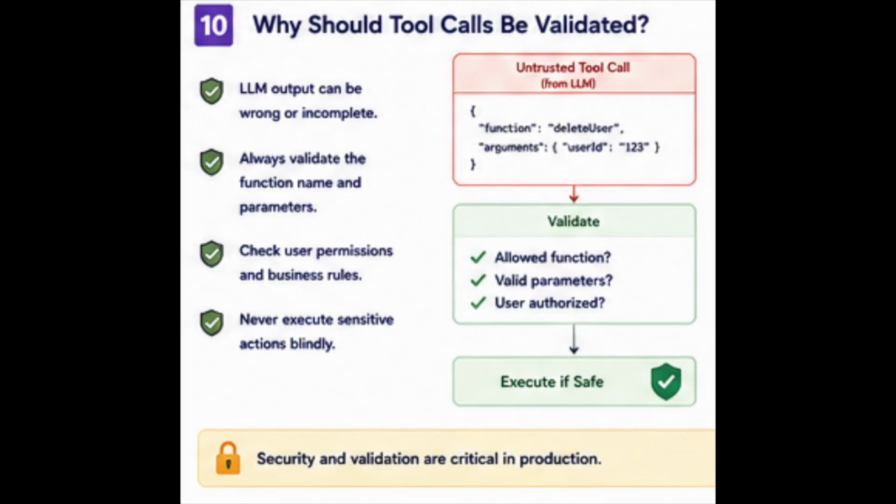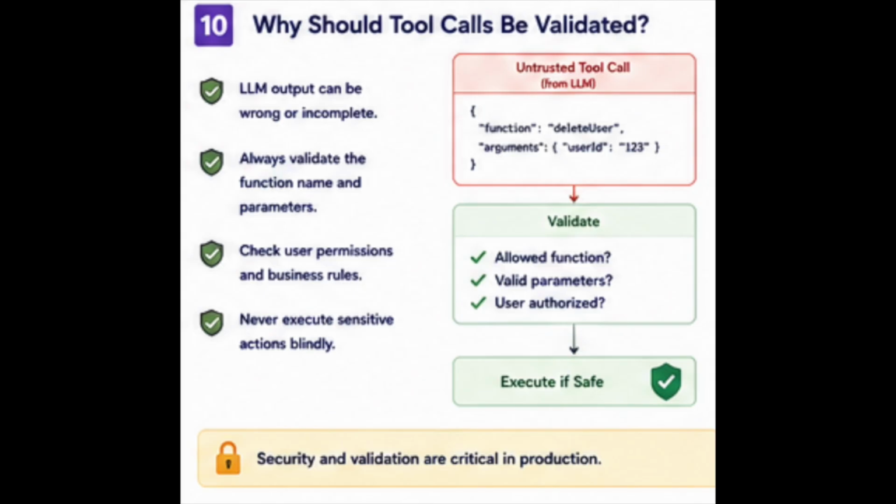This is a very important production level question. Why should tool calls be validated? We should never blindly execute every tool call generated by an LLM. The LLM is probabilistic. It can misunderstand the user's request. Before executing a tool, the application should validate which function is being requested. Are the parameters valid? Does the user have permission? Is confirmation required? For example, a tool that deletes a database record should not be executed automatically just because the LLM requested it. The application should control permissions and business rules.